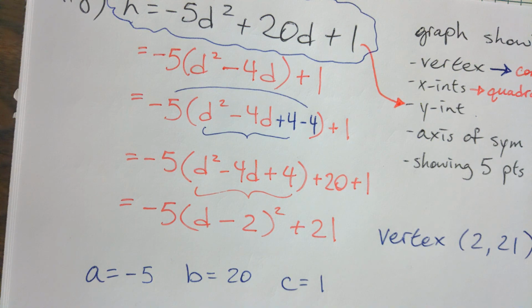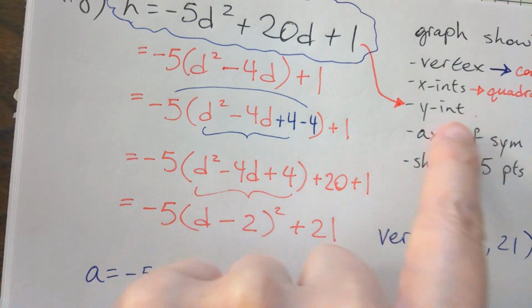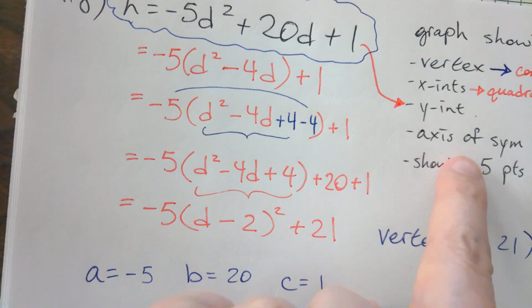Another point that I can find, if I were to graph this by hand: where is my other point? Right on the other side right here, because it's symmetrical. So it's (4, 1). Question? Not yet. Okay. And then the axis of symmetry is the middle line right here, which is x equals 2.